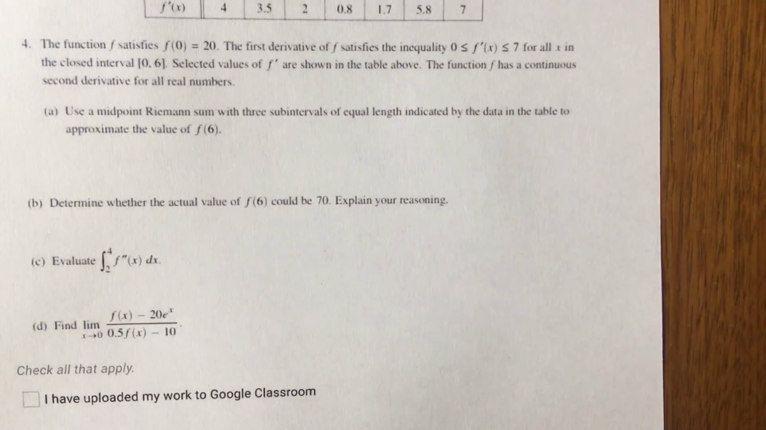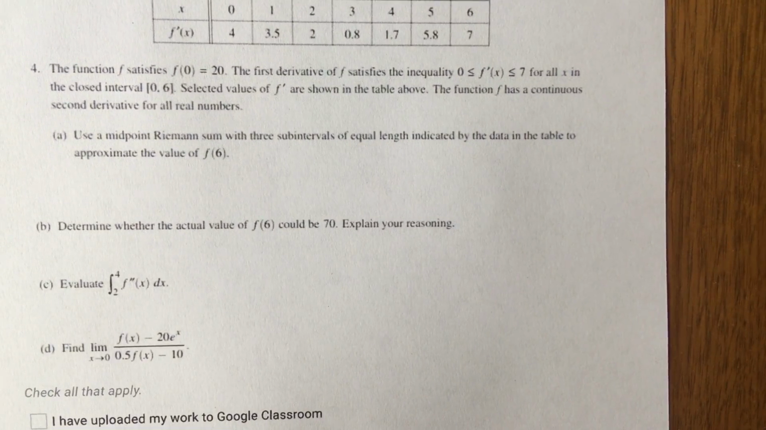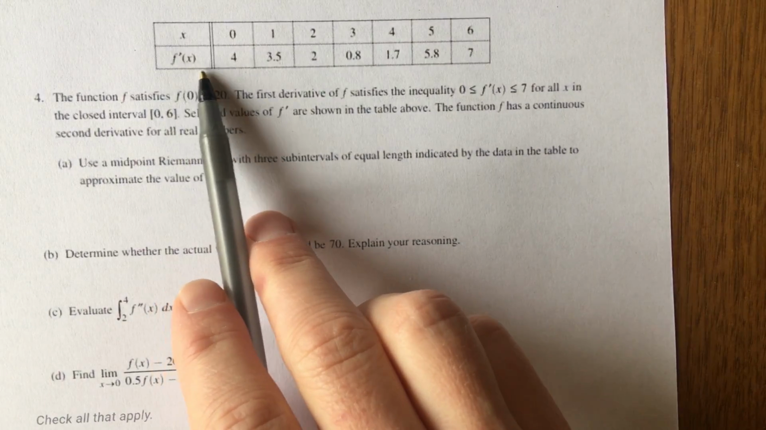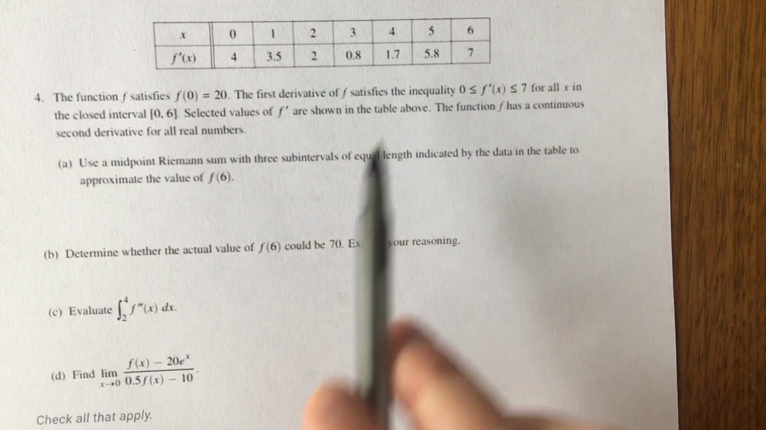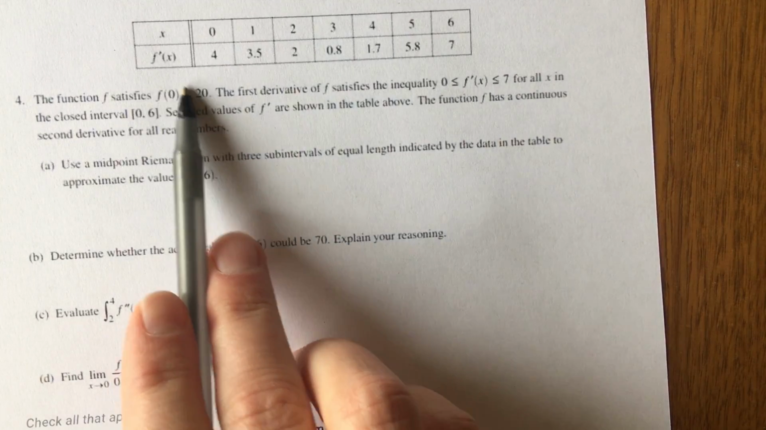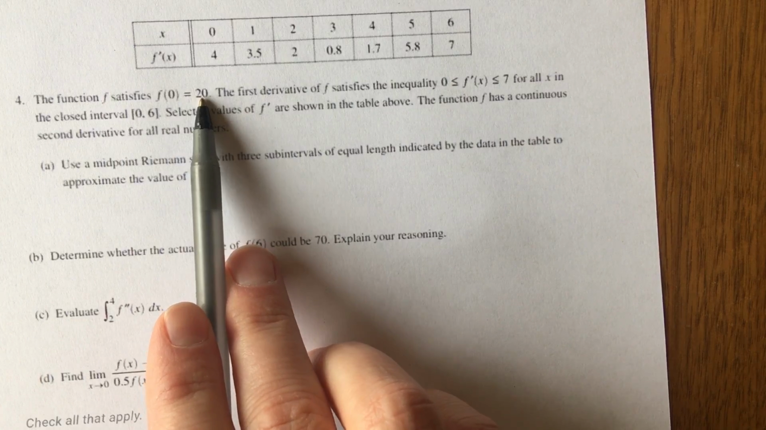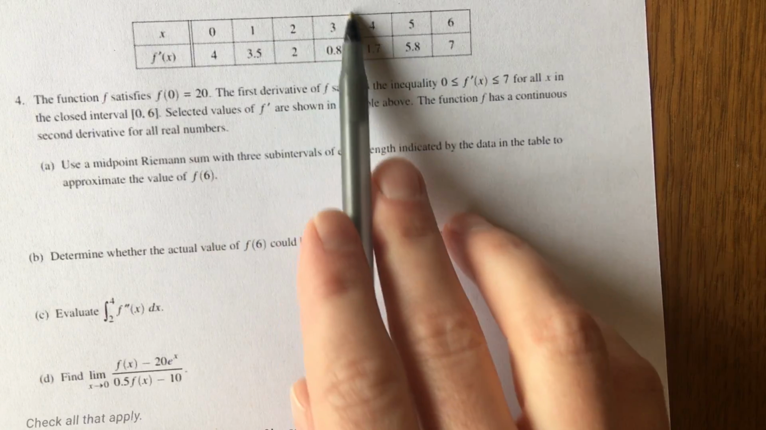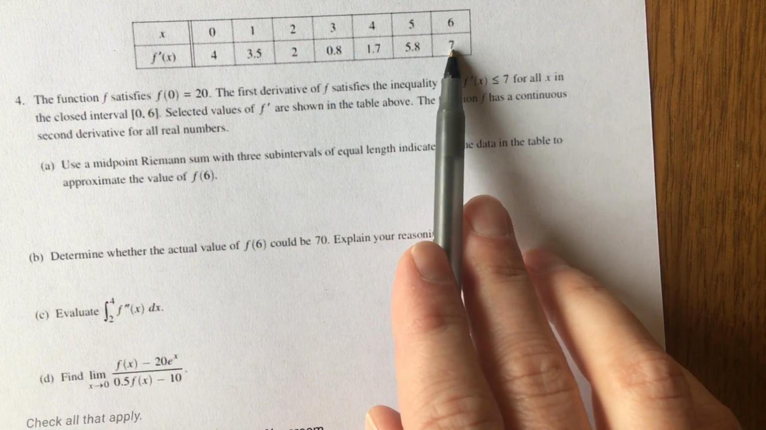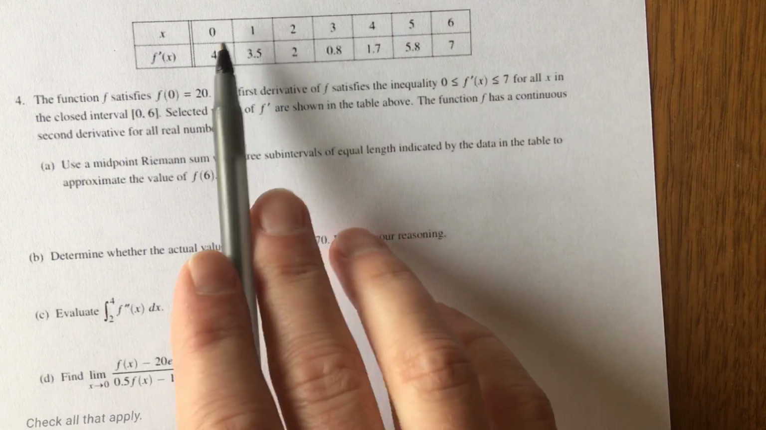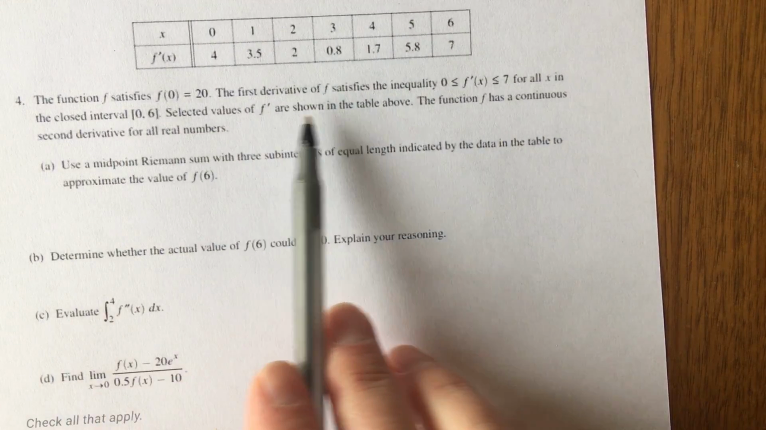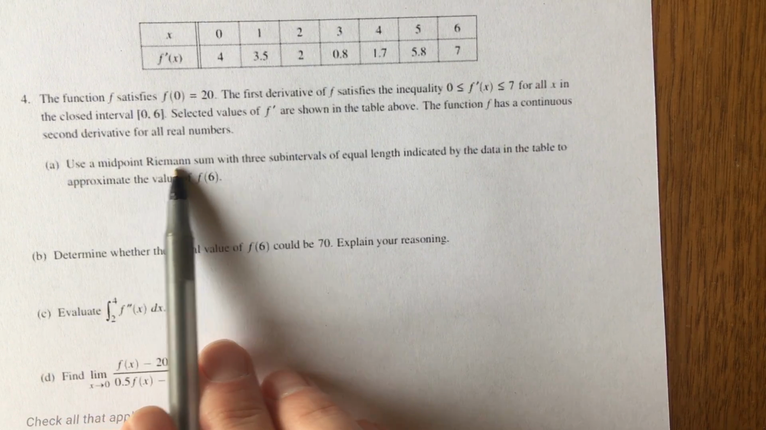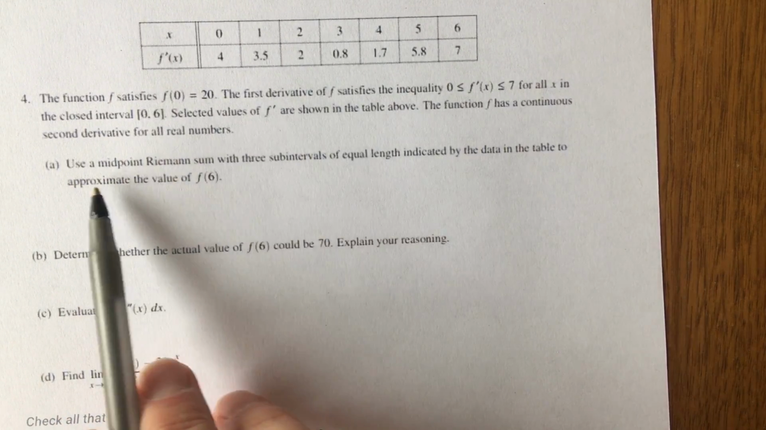All right, now we're going to do the second free response from review day 1. It gives us a table, and the table has the f prime values at 0 through 6, and we're told that the initial value of f is 20, and that the derivative is always between 0 and 7, so it never spikes up anywhere. It might be going up and down, but it's never going to get above 7 as long as it's in between here. Okay? And we're continuous and all that other stuff. So use a midpoint Riemann sum, 3 subintervals, to find f of 6.